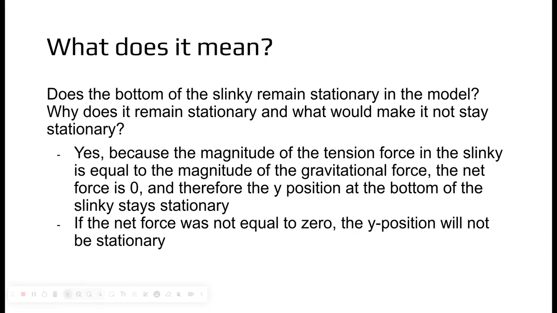So I said yes. The bottom of the slinky does remain stationary because the magnitude of the tension force in the slinky is equal to the magnitude of the gravitational force, and the net force is equal to 0. Therefore, the y position at the bottom of the slinky stays stationary. Whereas if the net force was not equal to 0, then the y position would not be stationary. And as a result, you would have the bottom of the slinky move rather than stay stationary as it was in this example.